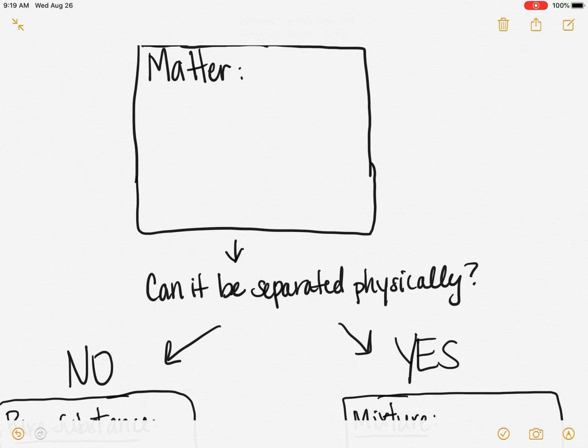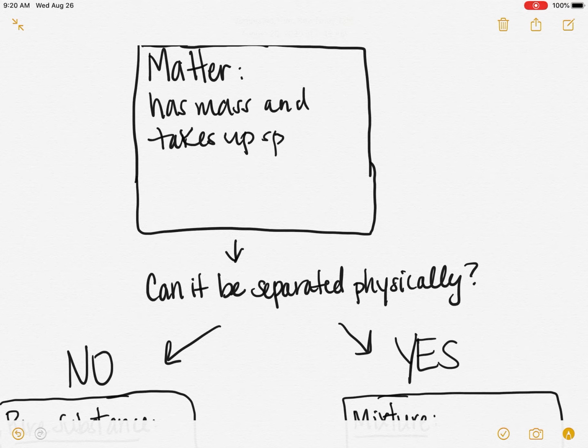So the first question we have to talk about is, well, what is matter? Okay, what is the definition of matter? And some of you might already know. The definition of matter is anything that has mass and takes up space. And taking up space is the act of having a volume.